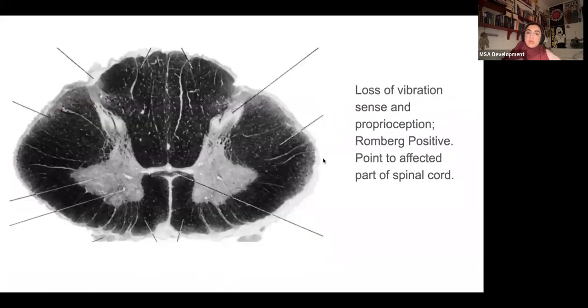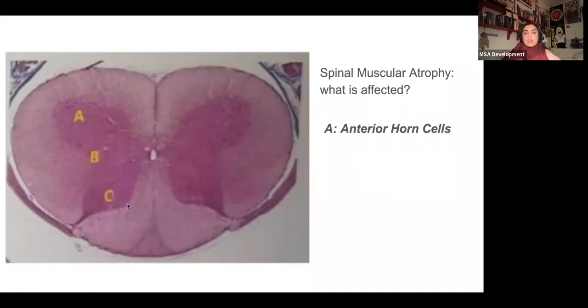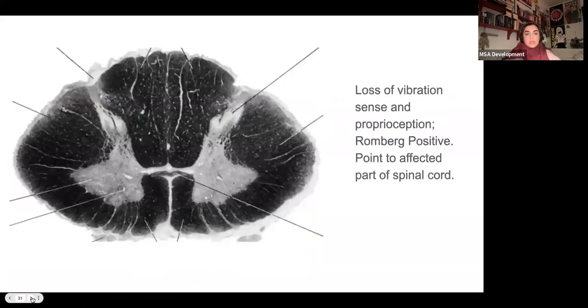And now this can be another way that you get an image. So if you just turn this 180, this is anterior horn cells, they're now down here. And this is the lateral where the corticospinal tracts would run. This is your posterior column, your anterior horn cells. So loss of vibration sense and proprioception, for example, Romberg test is positive, point to the affected part of the spinal cord.